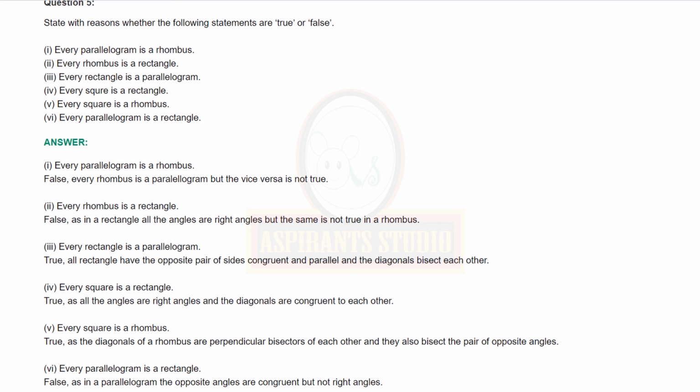Now coming to the sixth one, every parallelogram is a rectangle. That is false. In a parallelogram, the opposite angles are congruent but not right angles. So the statement that every parallelogram is a rectangle is false.